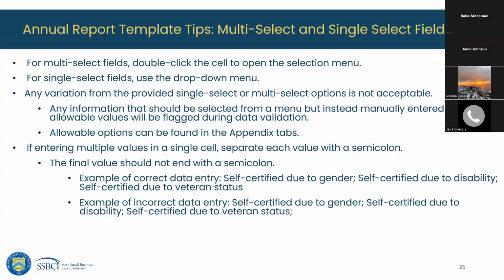So if you're entering multiple values in a single cell, be sure to separate each value with a semicolon, but the key here is to not end that with a semicolon as well, or else the template is going to look for another value there. So here you can see there's self-certification due to gender, disability, and veteran status, and then nothing else. But here, this is the incorrect example. There's another semicolon here. Just make sure, again, to lessen the time in the data validation phase, that you don't have that semicolon here so that we don't have any back and forth on something pretty minor.